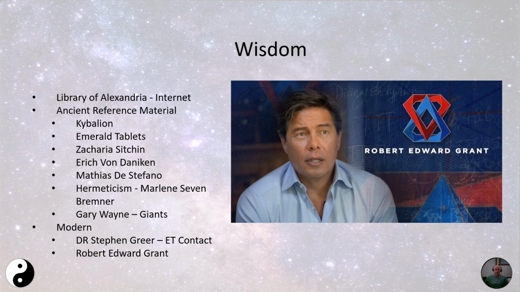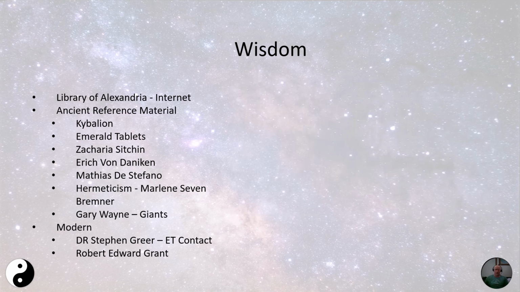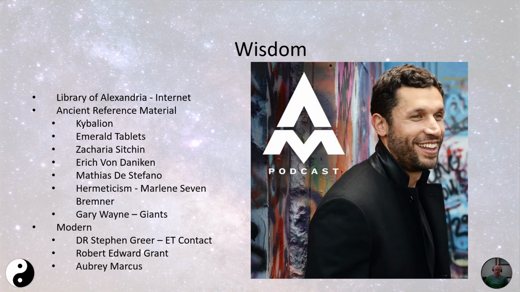Another very interesting person is a mathematician, Robert Edward Grant, or Robert E. Grant. Again, he's fascinating in decoding a lot of the mathematical equations and things around the pyramids and sacred geometry. Very interesting person. And finally, Aubrey Marcus. Aubrey Marcus is an entrepreneur. He interviews a lot of these people. He's done a lot of podcasts, and you can find him again on the internet. So, yeah, fascinating person.